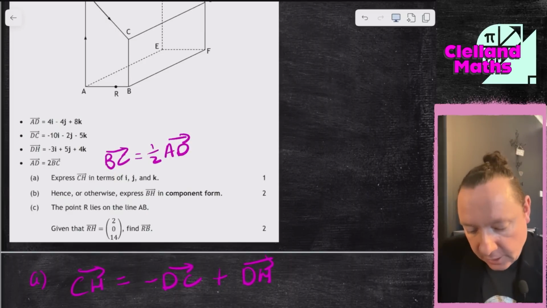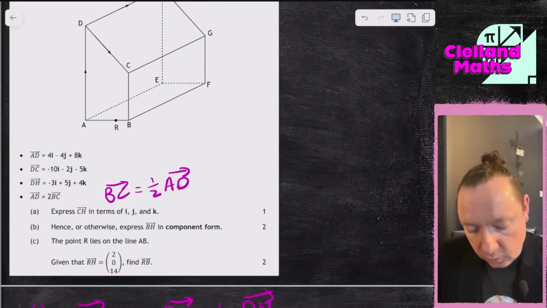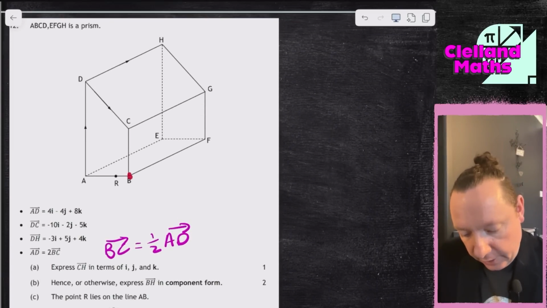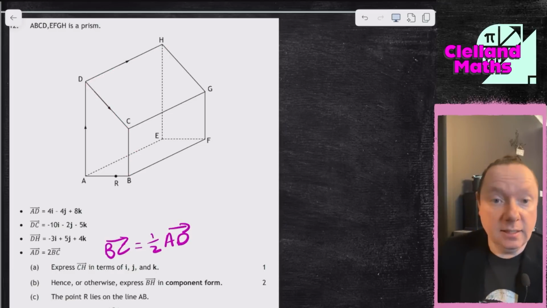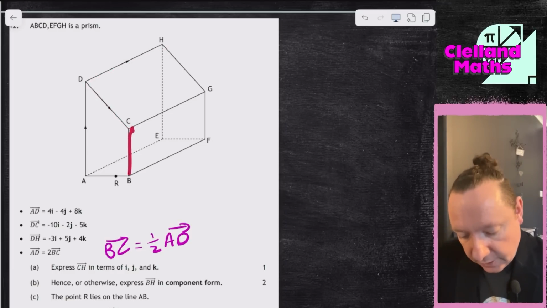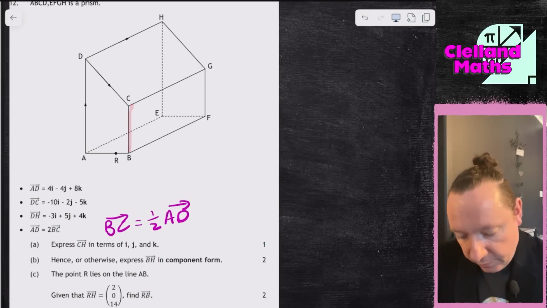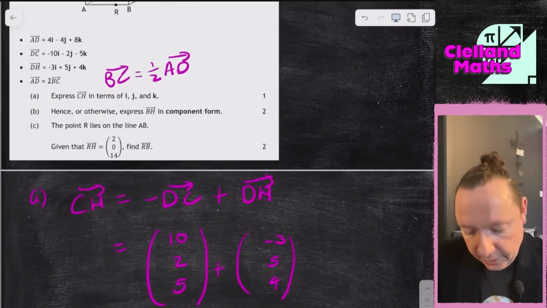Part B, hence find B to H in component form. Well, B to H is starting at here and ending here. So if I go up B to C, which we already know is a half AD, and then we do part A again, so we just add on part A. So it's nice and easy there. So B to C is a half A to D. A to D is 4, minus 4, 8.